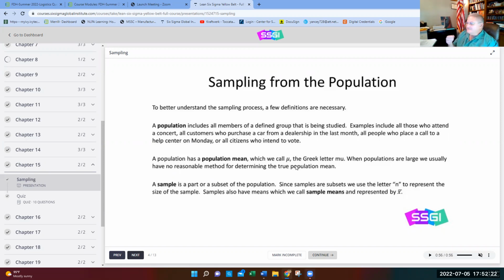So the population mean, usually when populations are large, we have no reasonable method of determining the true mean of the population. And that's the average, right? A sample is a subset of a population. Since samples are subsets, we can use n, for number, to represent the size of the sample. Samples also have means, which we can call sample means, or x-bar.